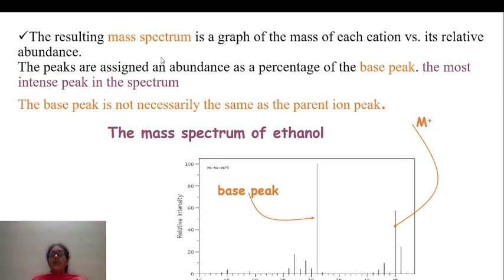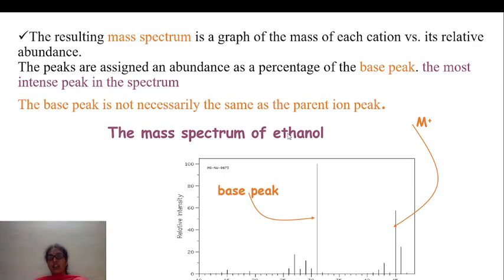The resulting mass spectrum is a graph of the mass of each cation versus its relative abundance. The peaks are assigned an abundance as a percentage of the base peak, the most intense peak in the spectrum. The base peak is not necessarily the same as the parent ion peak.